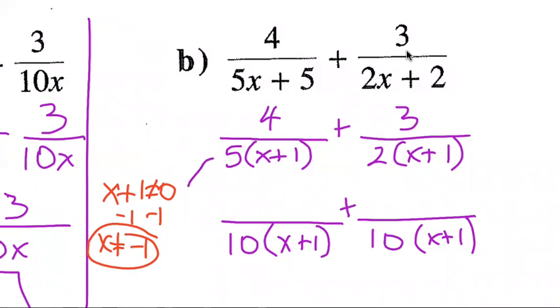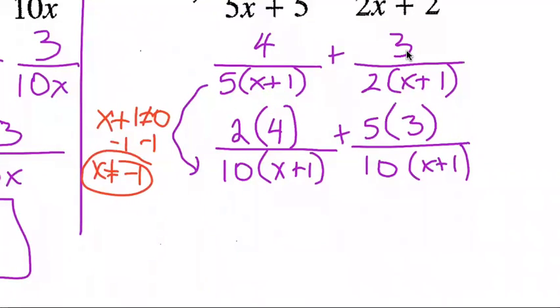Well, what do I multiply 5 by to get to 10? I multiply by 2. So I'm going to multiply the numerator by 2. And what do I multiply 2 by to get to 10? Well, that's 5. I'm going to multiply my numerator by 5. Now I can write this all over one common denominator, 10 and x plus 1.